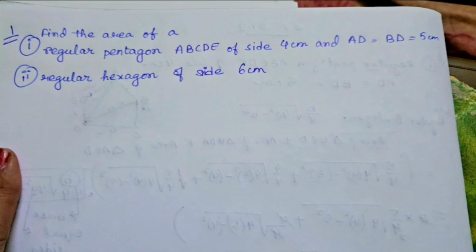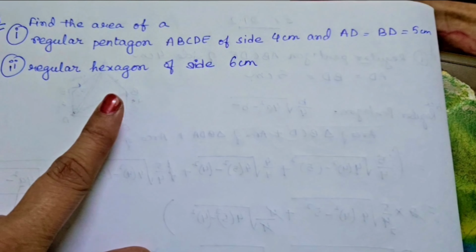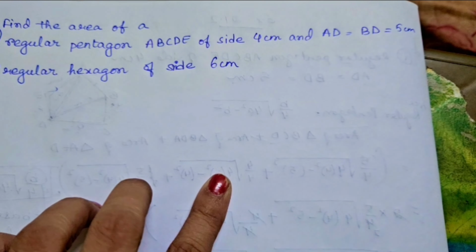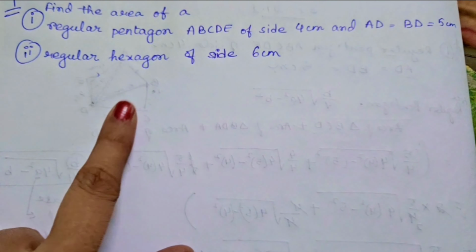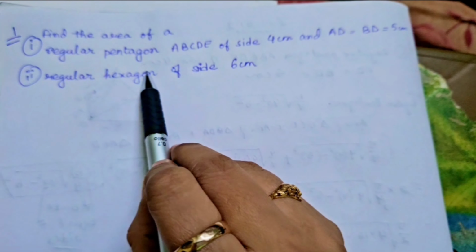So this is our first sum. In this sum, it is asked to find the area of a regular pentagon ABCDE of side 4 cm and AD equal to BD equal to 5 cm. And the second question is a regular hexagon of side 6 cm. We have to find the area. So it is asked to find a regular pentagon.